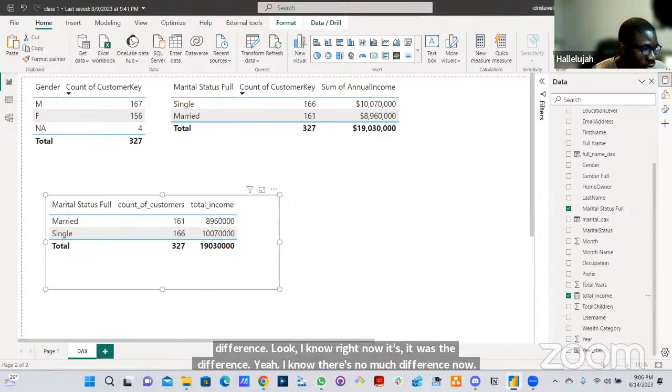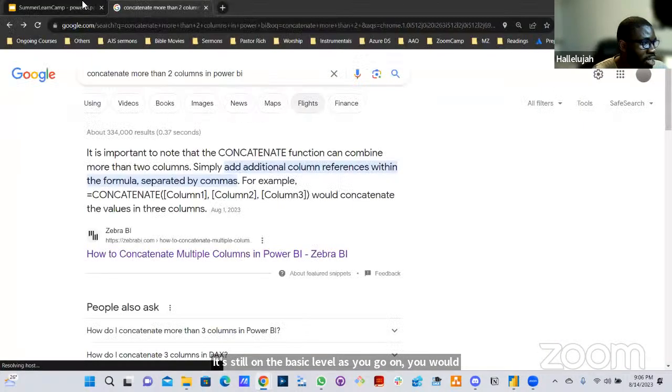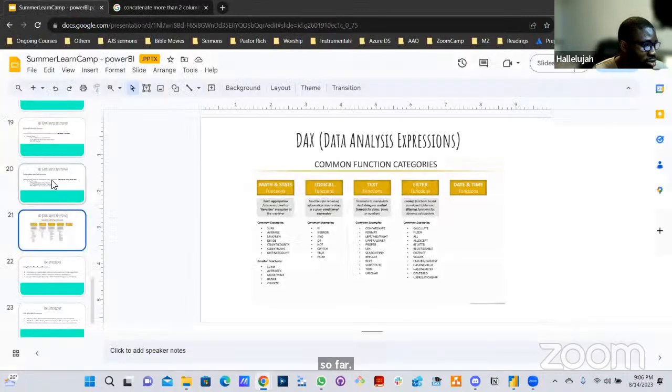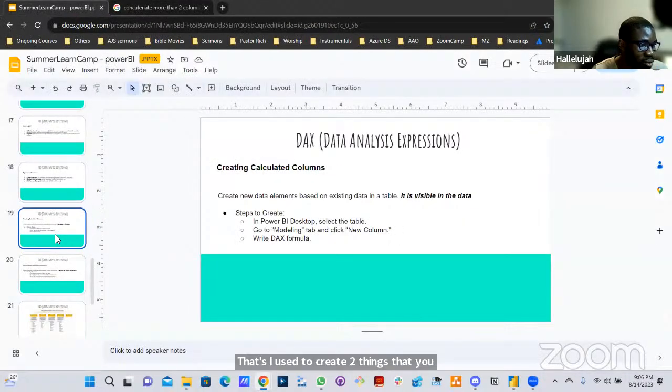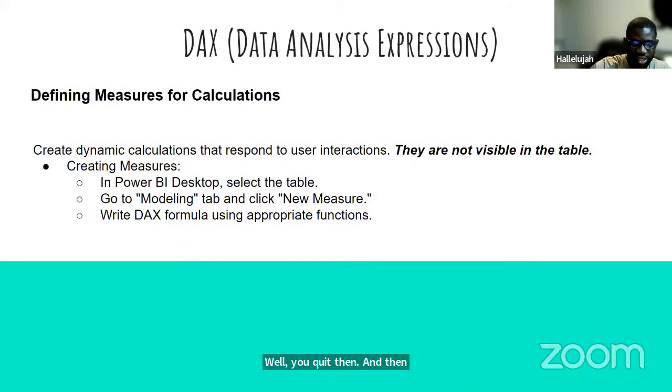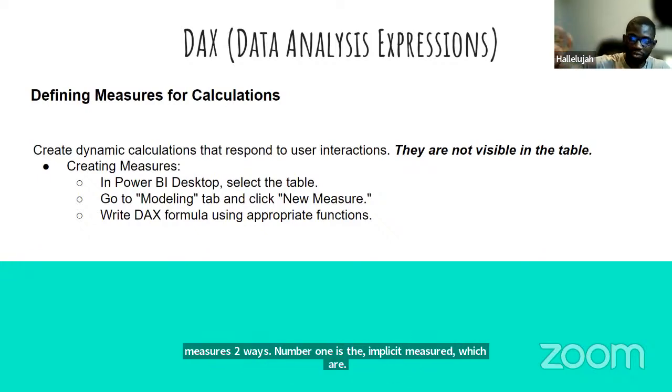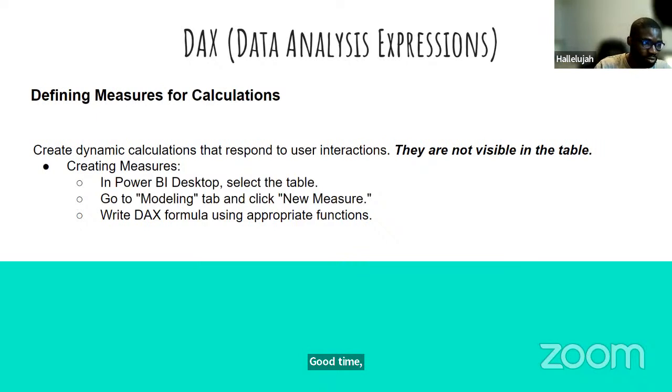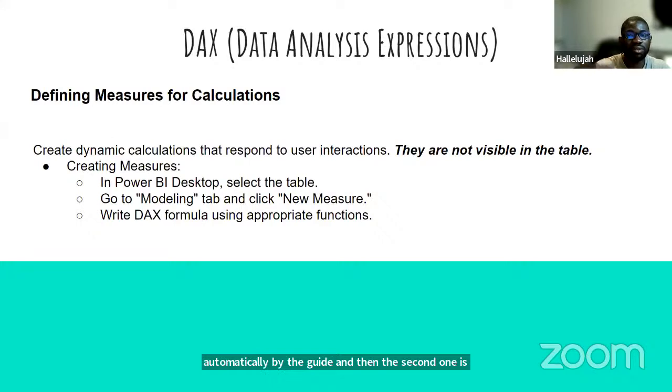So don't forget what we've learned so far. DAX is used to create two things that you need to know. The first one is calculated columns. When you talk of calculated columns, they are based on the existing data, and they are visible in your data when you create them. And then for measures, they are not visible. And you can create measures two ways. Number one is the implicit measures, which are created automatically by drag and drop. And the second one is explicit, the one you can create for yourself using functions.